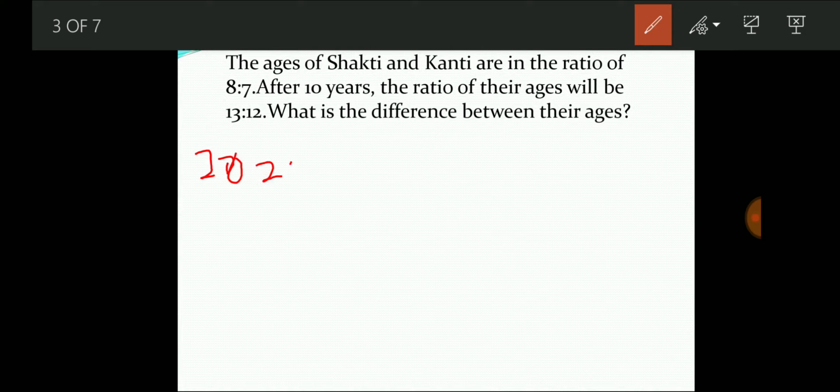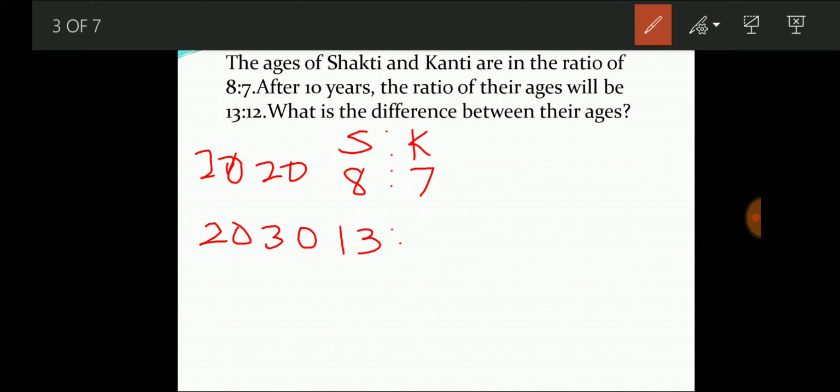So in 2020, the ages of Shakti and Kanti are in the ratio 8:7, which means 8 years, 7 years. After 10 years, in 2030, the ratio becomes 13:12.